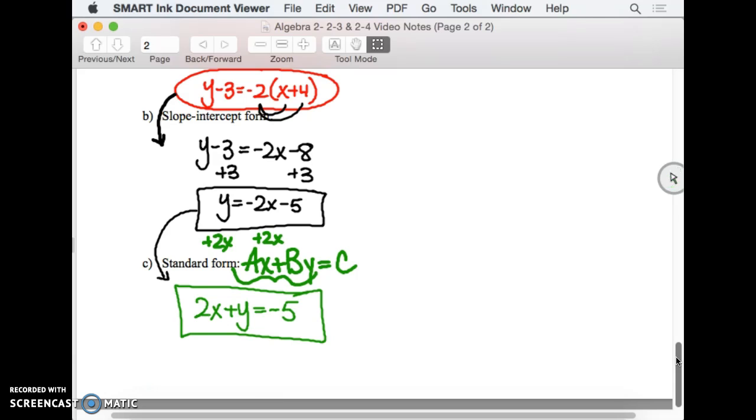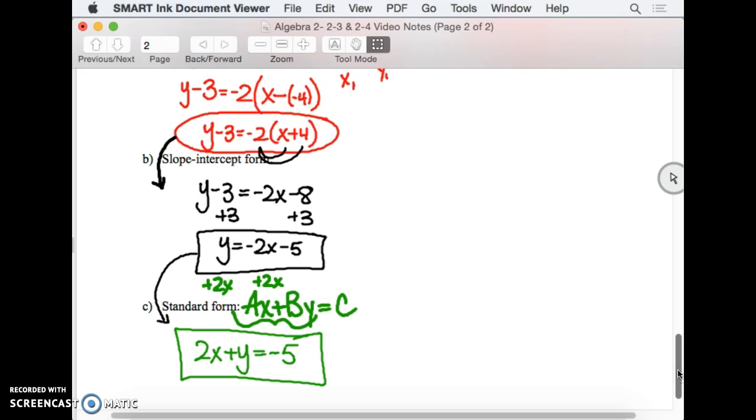Tomorrow whenever we're back, I'm going to re-explain this stuff and show you some applications of it to make sure that you understand when and why we would be using this. But if you've got the gist to go from point slope to slope-intercept to standard form, then you're going to be ready to roll.